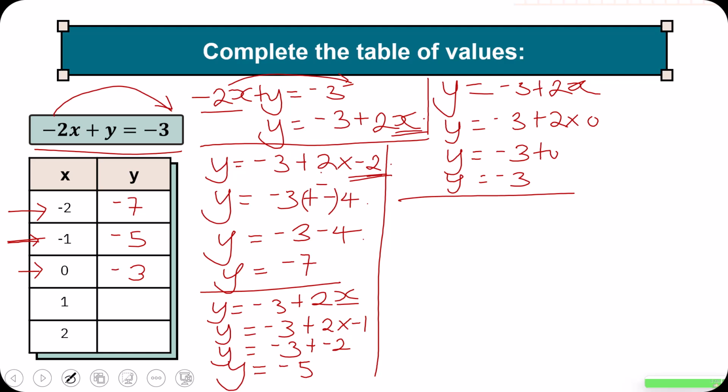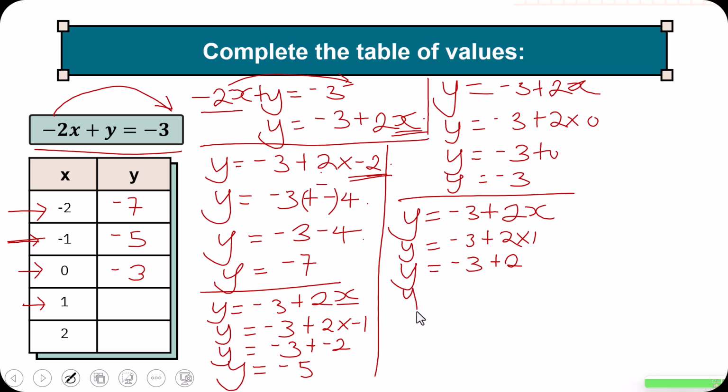Our next will be positive 1. So we can say y is equal to negative 3 plus 2x. Our y in this case will be negative 3 plus 2 times x, which x is 1. We shall have y equal to negative 3 plus 2. So negative 3 plus 2 will remain with y equal to negative 1. So we bring negative 1 and put it here.